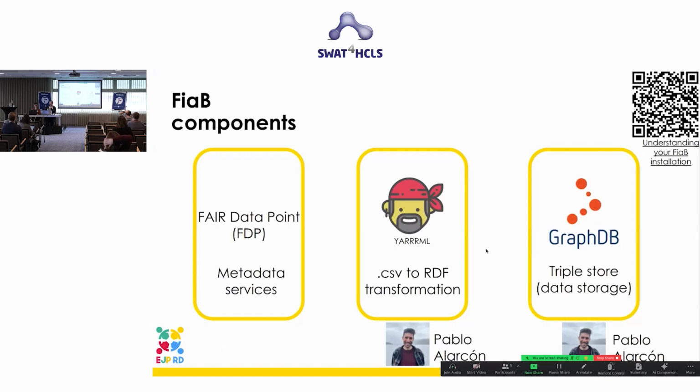These are the components of FAIR in a box. This is a copy from the GitHub repo. So we have the FAIR data point, which is a metadata service. That's what I'm presenting right now. Then we have YAML, which is a template language that allows you to transform, for example, CSVs into RDF data. That will be my colleague Pablo here who presents that part. And then we will also go through the GraphDB section of FAIR in a box, which handles the data storage. So FAIR data points handle metadata. GraphDB is like a database for your data, okay?